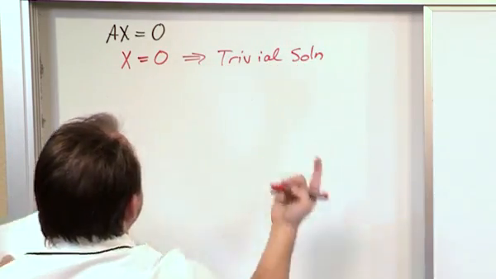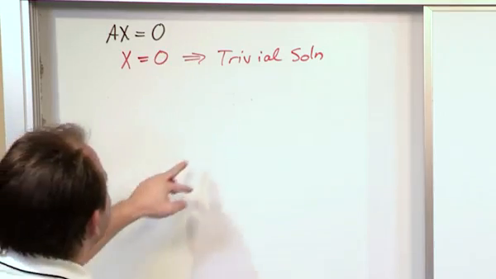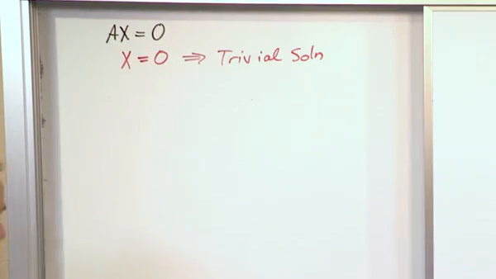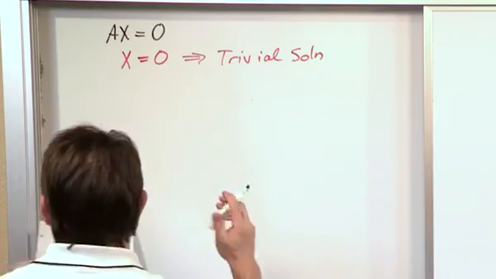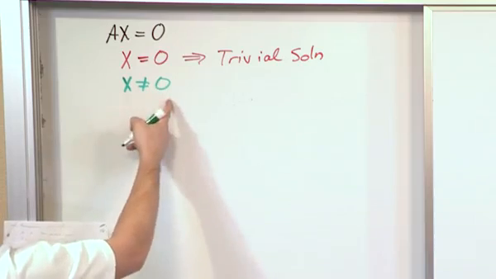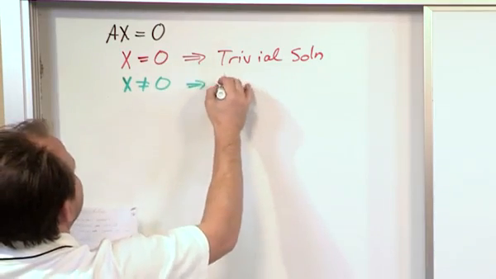It's trivial because it's kind of pointless. If I get a set of equations and I say, oh yeah, I can solve that, I'll just set all my variables equal to 0, then that's not very useful. But if you get an answer such that the variables x, y, z, whatever you're solving for, are not equal to 0, that's called non-trivial.